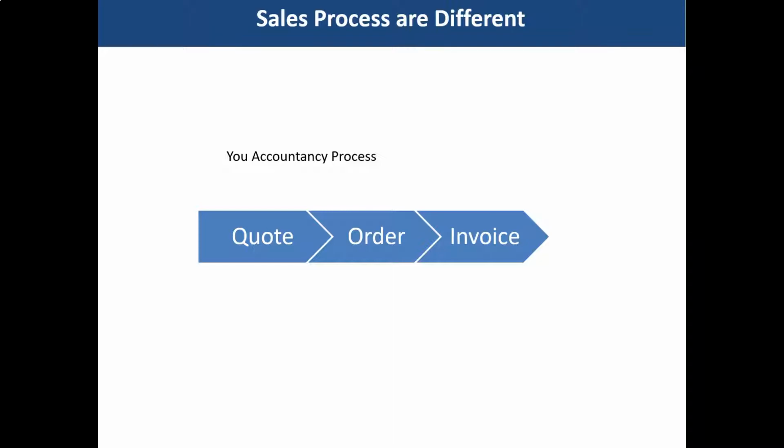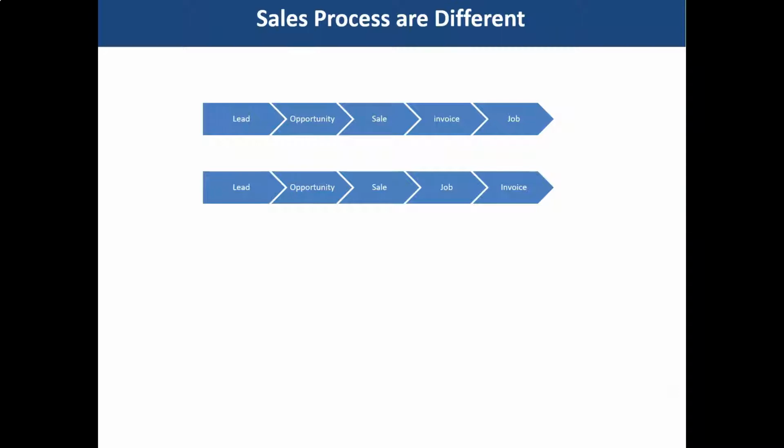We're talking about a sales process. Now the accounting package that we've got here starts from a quote, order to invoice, and it does it relatively well, which MYOB and Xero have that process around them. So when they come to Creator, about 40% of our clients have this model that we can work quite nicely with, which is leads, opportunities, sales, invoice, and jobs, or leads, opportunities, sales, jobs, and invoice.